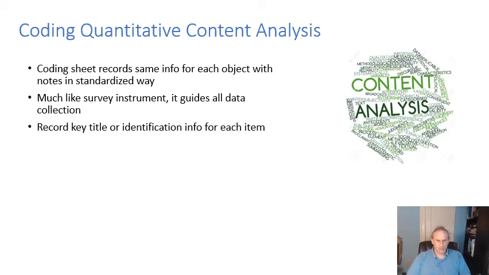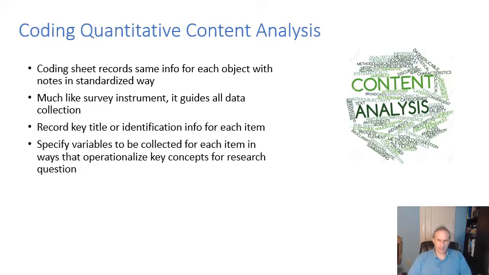You want to make sure, first of all, that you record the key title or identification for any items that you examine in your category of work that you're looking at. You also want to specify what variables you're going to be analyzing and collecting for each item. This is the way you measure, operationalize the concepts that come from your original research question.